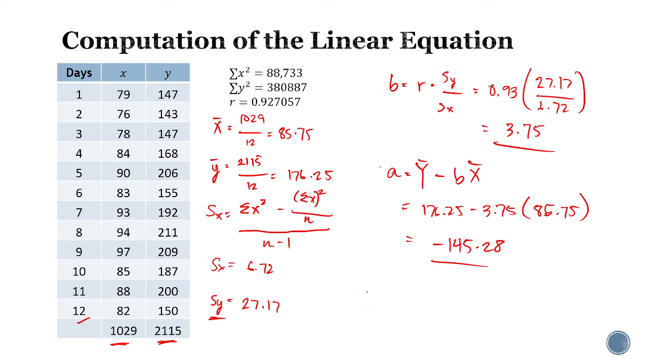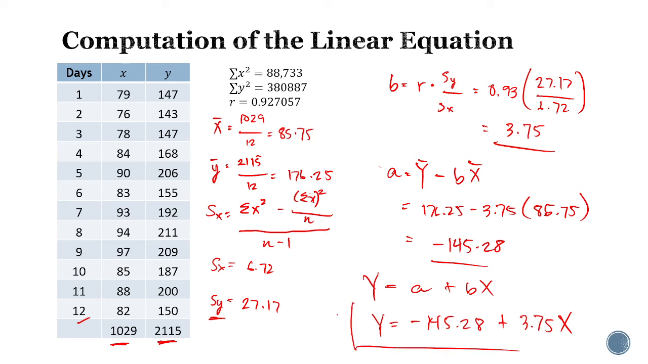So what will happen here is we will just use the general formula, which is y is equal to a plus b times x. So basically, we will have here an equation which is y is equal to negative 145.28 plus 3.75 times our x. So this will be our linear equation.